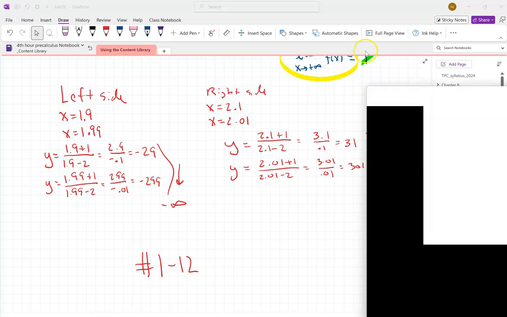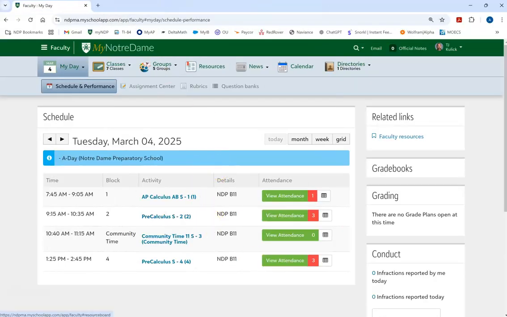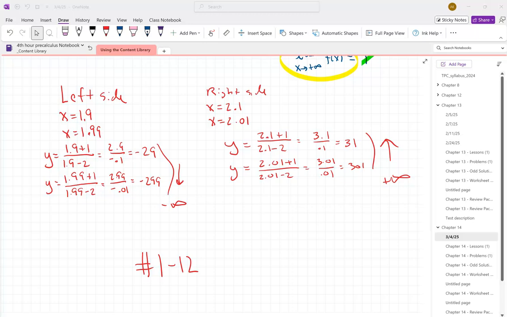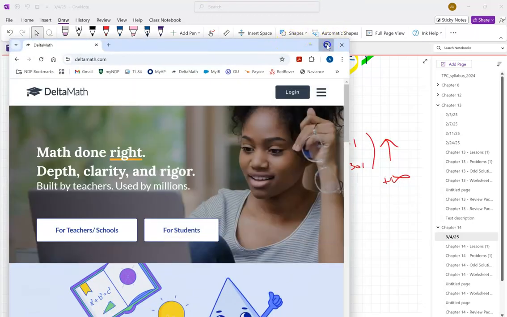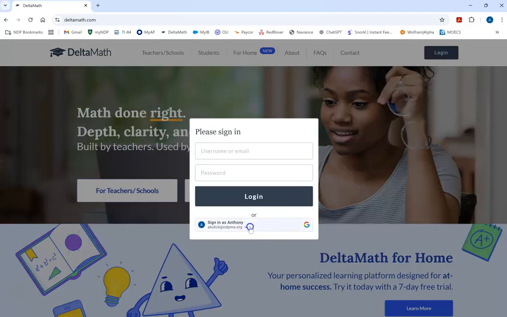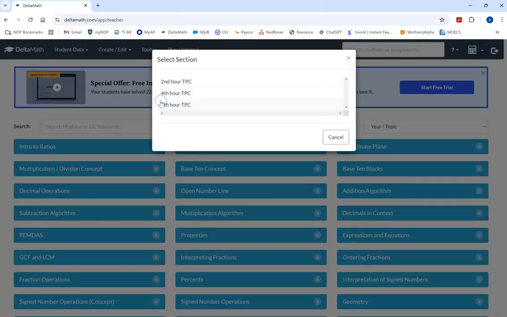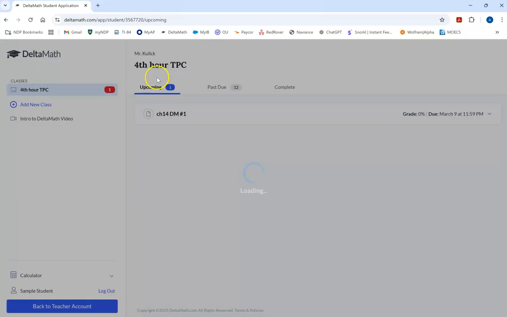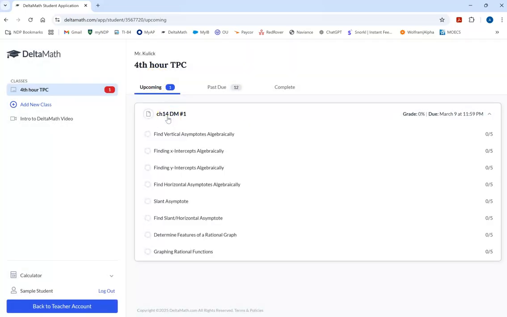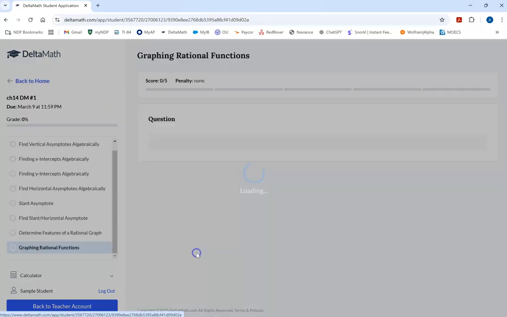And I want to mention that for the virtual day coming up, your assignment is going to be a surprise, a Delta Math assignment. I know you're shocked by this, right? Let me take a moment and show you what you're going to be doing. Your Delta Math assignment is going to be finding these parts, just like we did today in class. The only one that you might not feel comfortable doing yet is the graphing rational functions one.